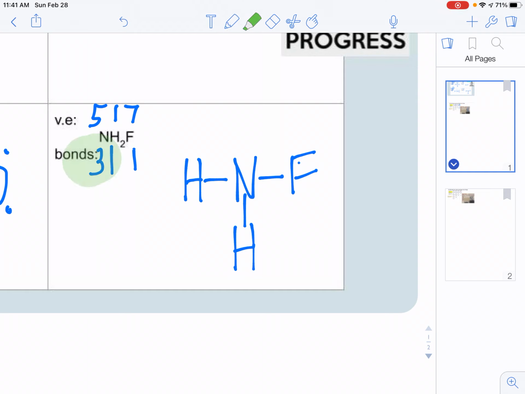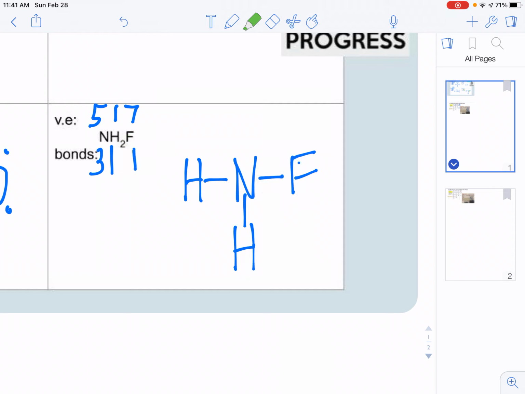3 bonds for nitrogen, 1, 2, 3. Oh, now it got its 3 bonds. That's good. 1 for hydrogen, 1 for this one, good. 1 for this one, good. So that's good. Now fluorine. 1 bond for fluorine, and I see it has 1 bond. So everyone has got the bonds they need.